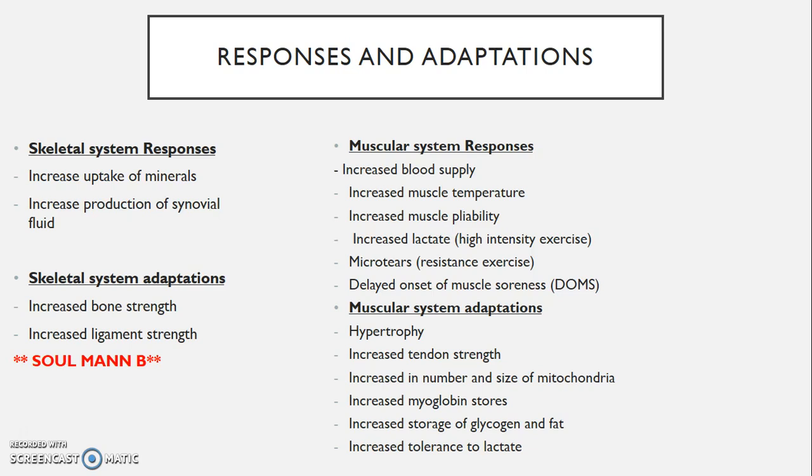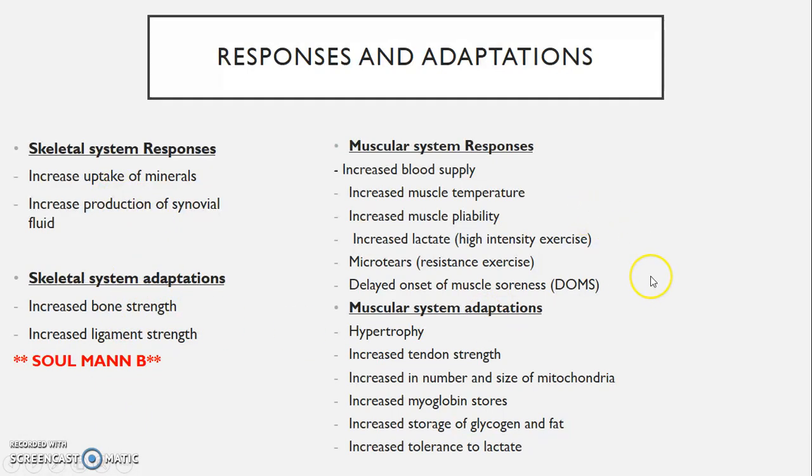What I've produced for you here is just a quick response and adaptation notes for each system and the memory methods we have used. So for the skeletal system responses, we get an increased uptake of minerals, i.e. calcium, makes bone stronger, reduces the risk of injury. Increased production of synovial fluid. They're the two responses for the skeletal system. And with regards to the adaptations, we get an increased bone strength and an increased ligament strength. Now we get the increased bone strength because of this increase in uptake of minerals we get with regards to the responses. Solman B is the way we remembered that. This here also has the additional factors in as well. So, responses of skeletal system, adaptations of skeletal system.